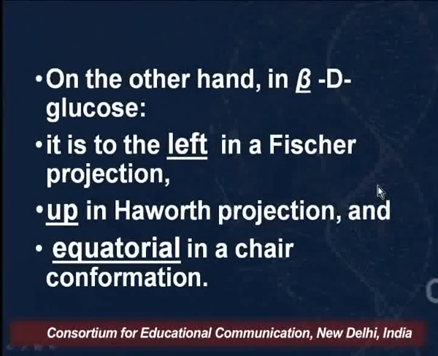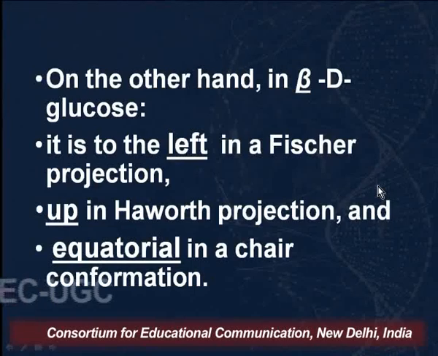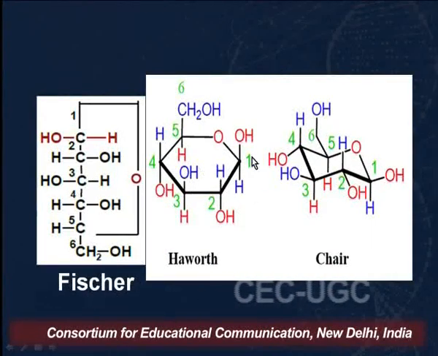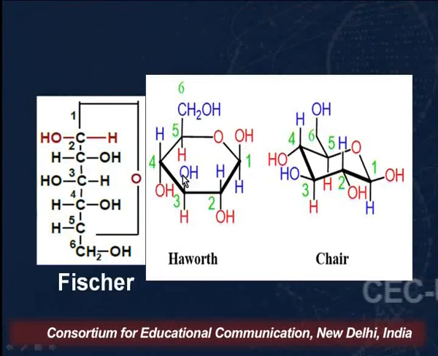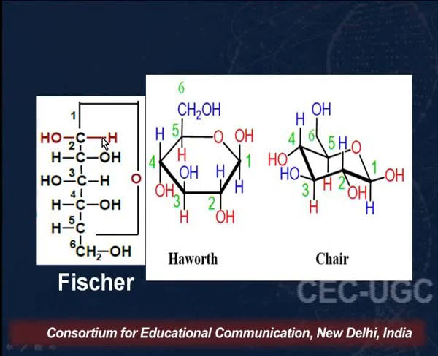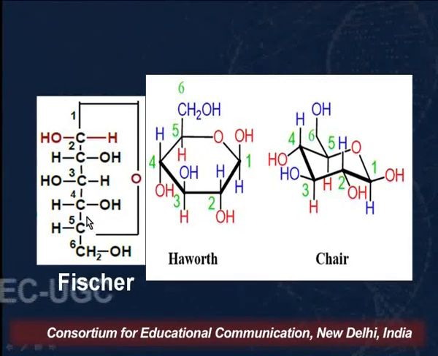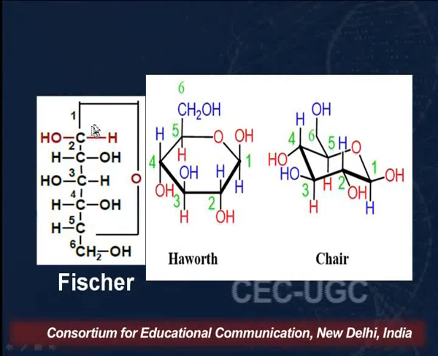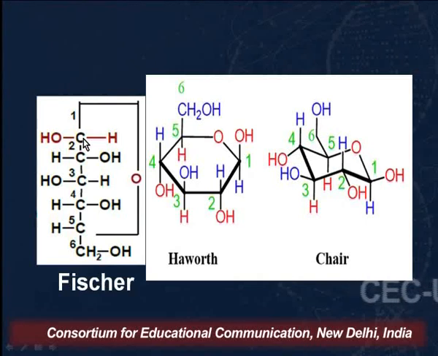Now if we look into the beta form, you have to remember that when we are comparing the beta form with the alpha form, the only difference is going to be the orientation of the OH at the first carbon, which was the chiral carbon generated as a result of the reaction between the hydroxyl group at the fifth carbon and the carbonyl group, that is the aldehyde group at the first carbon.